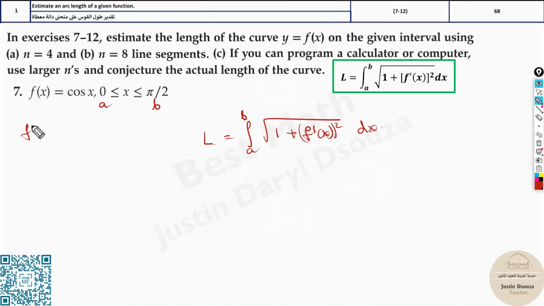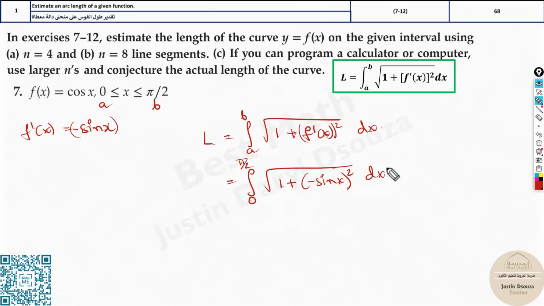Now here let's first derive it. The derivative of f of x. What is the derivative of cosine? It is sine x. But what is the sign over here? Negative sign. This is very important. So that's it. Now all you need to do is substitute in this formula. We can directly find the answer. What is A? It's 0. B is pi by 2. And square root of 1 plus, what is the derivative of cosine? The given function's derivative is minus sine x, the whole squared. You need to square it up. And what is dx? Let it be as it is.